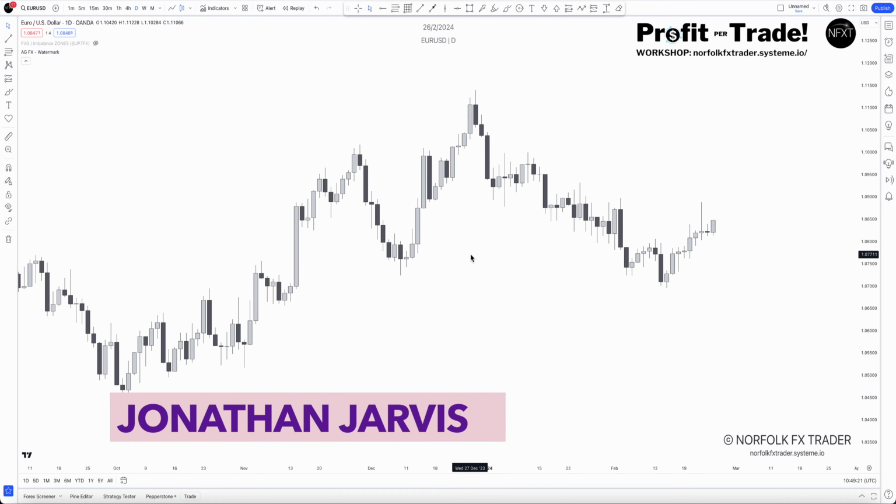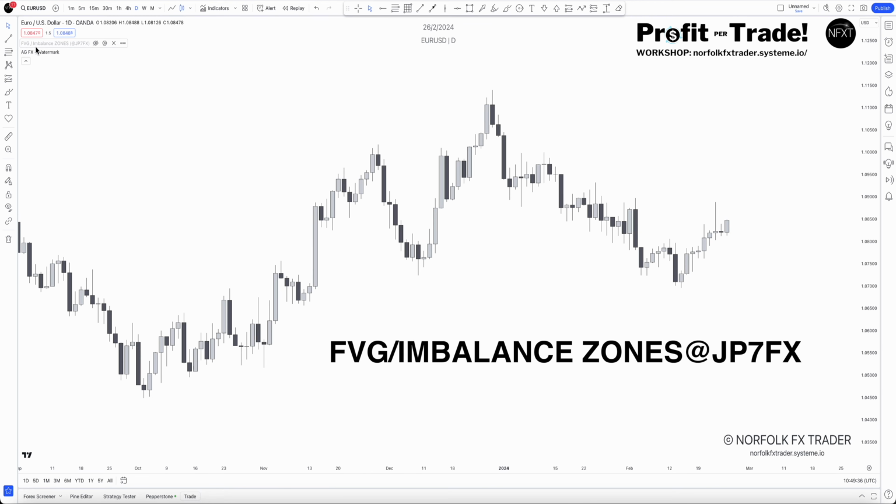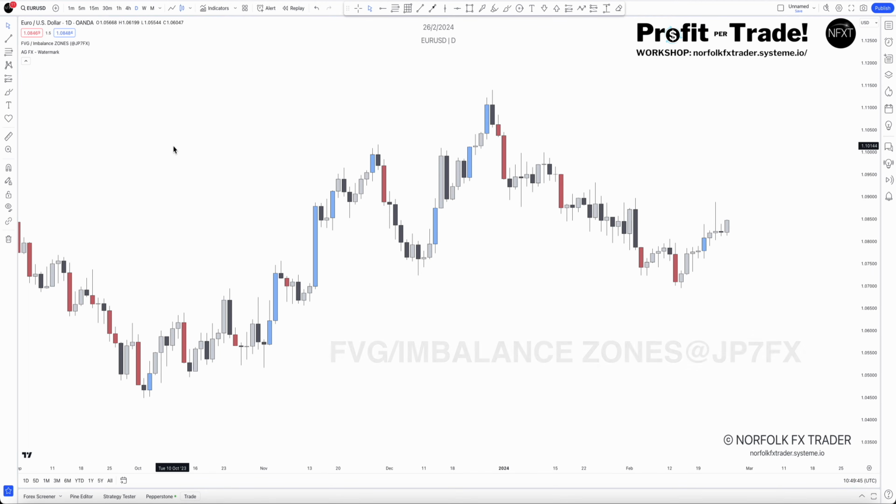So what I'm going to do today is show you an indicator that you can use on the TradingView platform. You can search for this indicator and apply it, and I'll show you the settings I actually use as well to make this easier for you. The indicator is called the FBG Imbalance Zones, by JP 7FX. Can we just turn it on so you can see it? That is the indicator used.